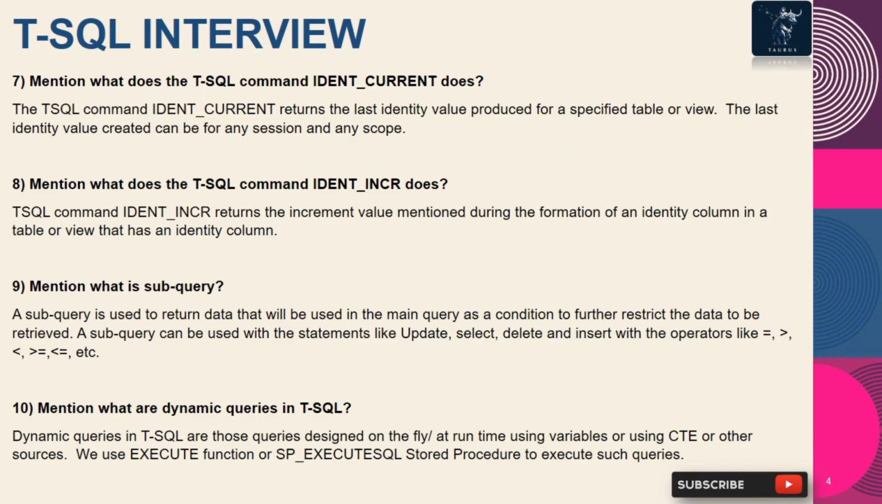7. Mention what the T-SQL command IDENT_CURRENT does. The T-SQL command IDENT_CURRENT returns the last identity value produced for a specified table or view. The last identity value created can be for any session and any scope.